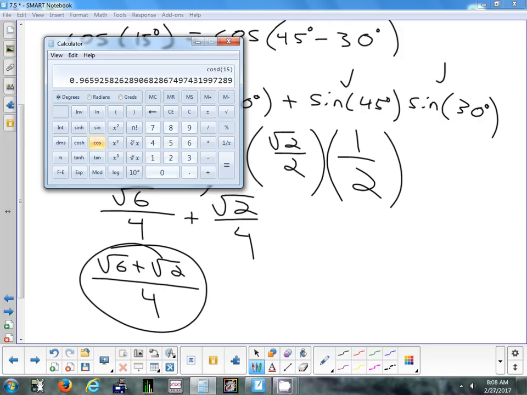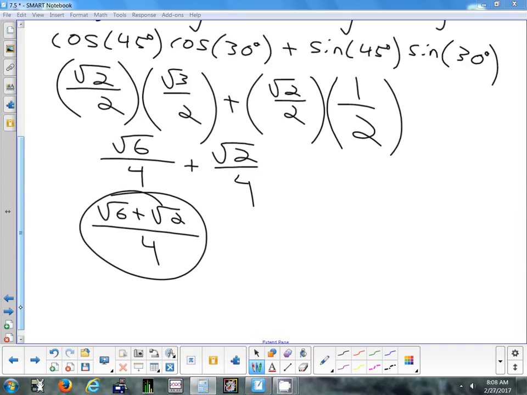The cosine of 15 is about 0.9659. And if you type in the square root of 6 plus the square root of 2 and divide by 4, you get 0.9659. Okay. So any questions on that?